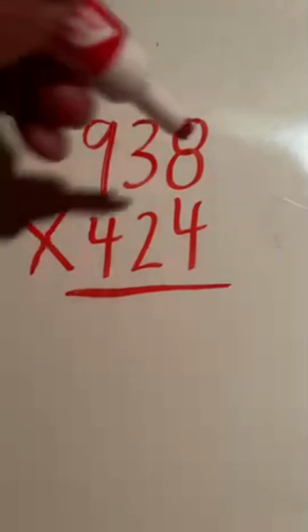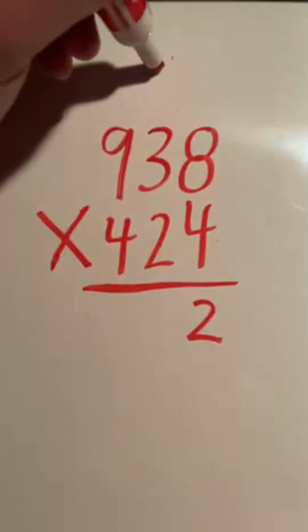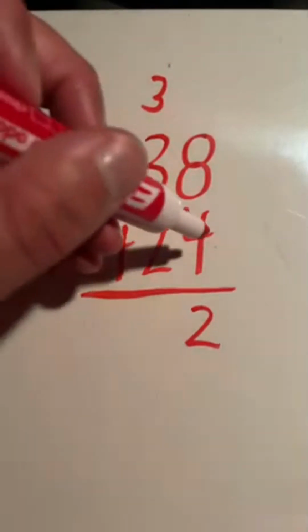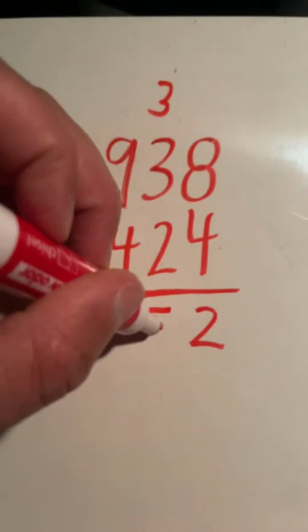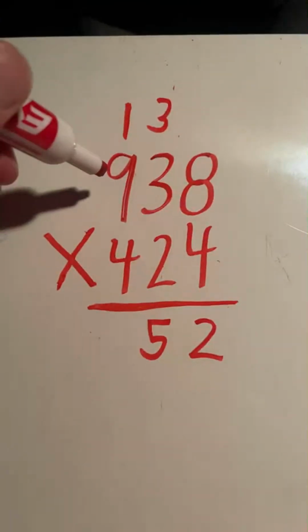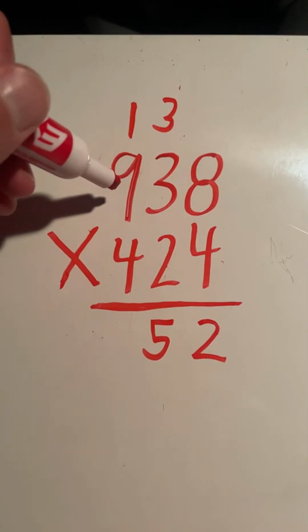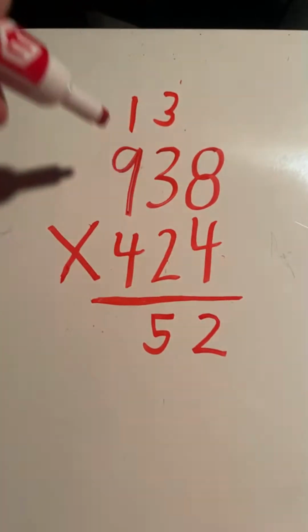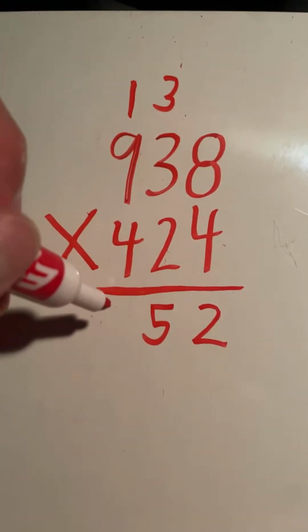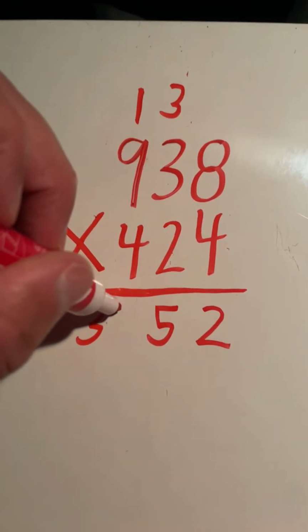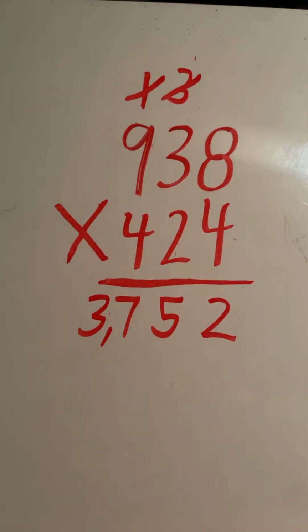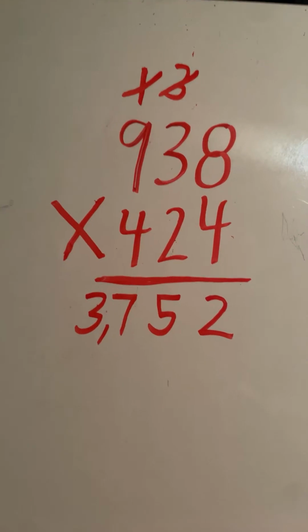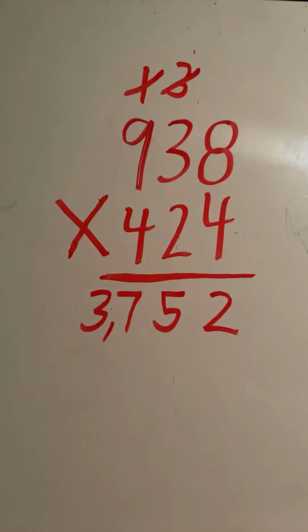So we start in the ones place. 8 times 4 equals 32. 2 carry the 3. 3 times 4 equals 12. Plus 3 equals 15. 5 carry the 1. 9 times 4 equals 36. Plus 1 equals 37. So far we have multiplied 938 times 4.